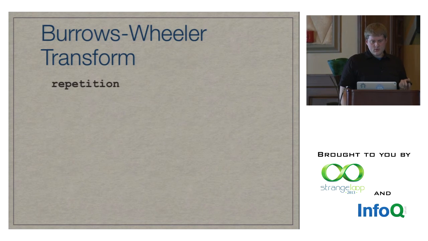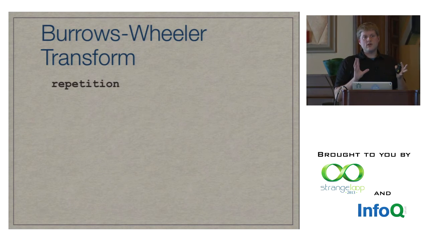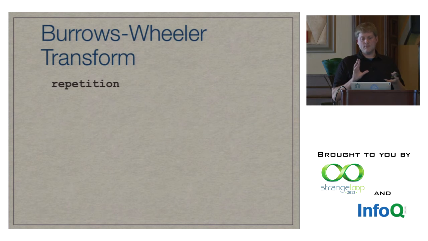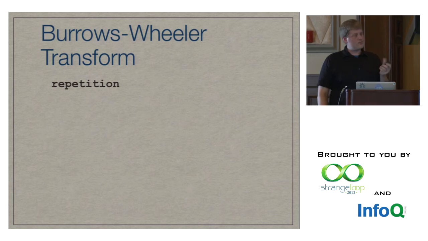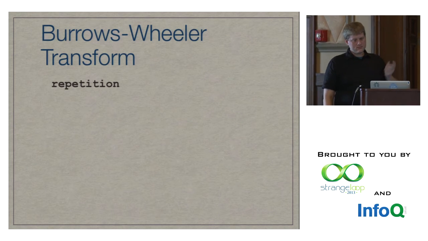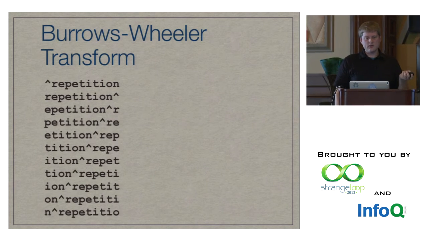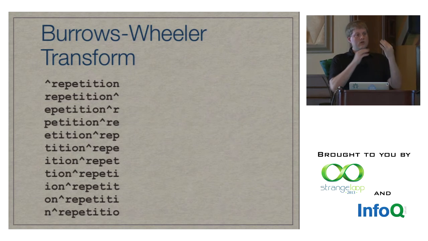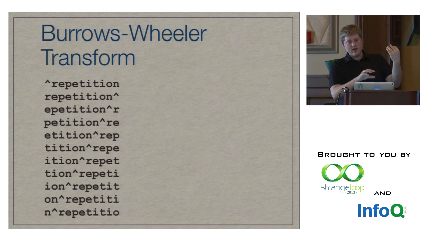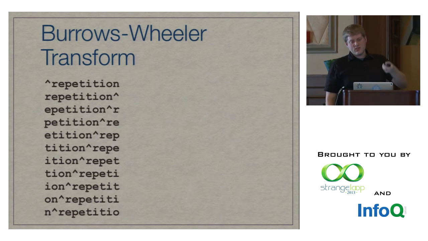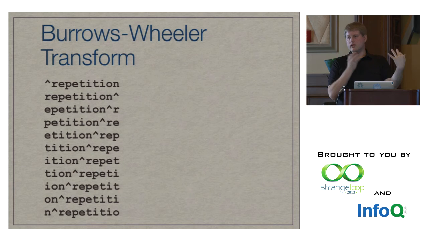So the way that this works, usually this is done in large blocks, but I'm trying to stick with what you can actually see on a slide. So I just picked the word repetition here. Now, if you add a starting marker to this, and then take all of the single character rotations of that, so you drop the first character and put it at the end of the line, and each line is slid over by 1 byte.